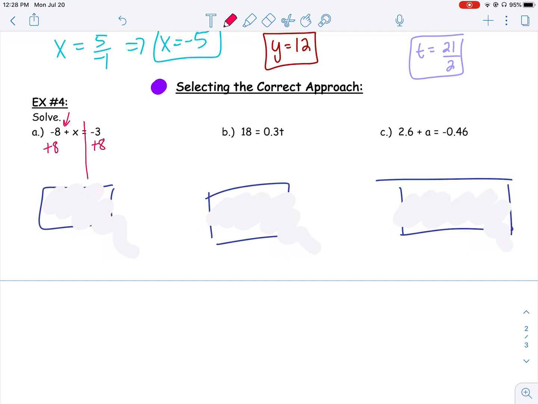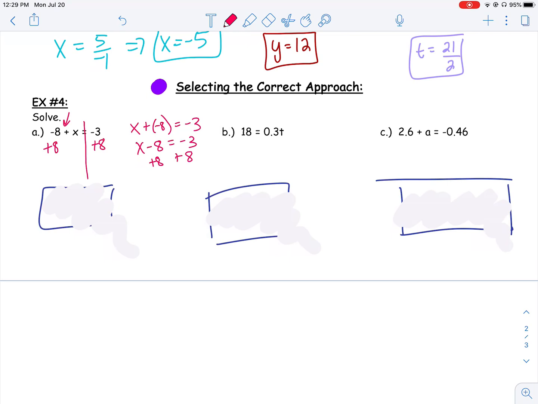Now, you might want to rewrite that a different way. It might make more sense to you. Instead of writing it -8 plus x, could I say x plus a -8 equals -3? As long as your 8 is still negative, as long as we're still adding, we can rewrite it in a different order. And then you might be able to see that I'm adding a negative, or I'm really subtracting 8 from the x. And then that might be easier to see that to get rid of the 8, we can add 8 to both sides. However you like to do it to make it easier for yourself.